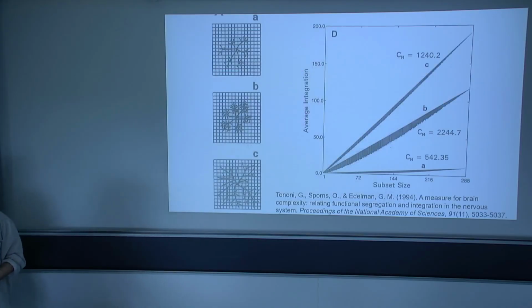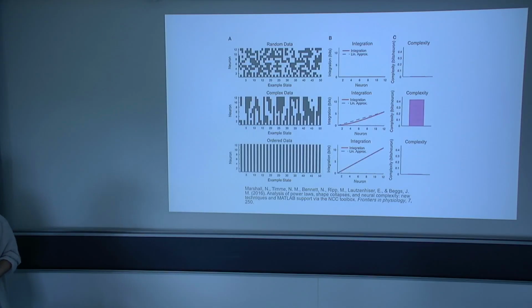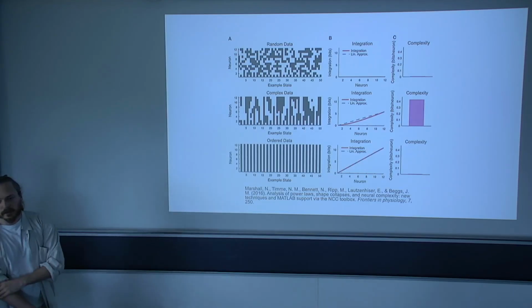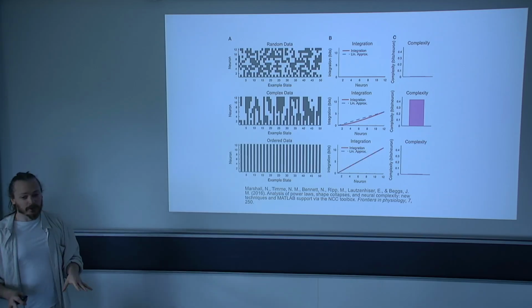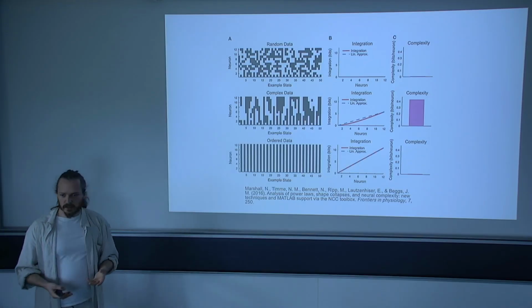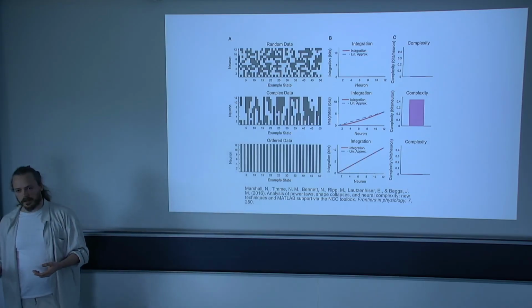How do you choose this K and the size of the subset? Sorry? When you do this... You do all of them. Okay, so ideally you do all of them. Practically, this becomes computationally intractable quite fast. So there are methods of subsampling and then correcting for the subsampling.